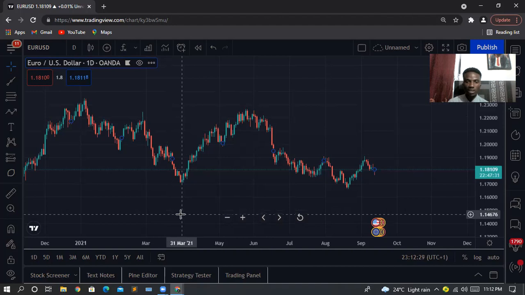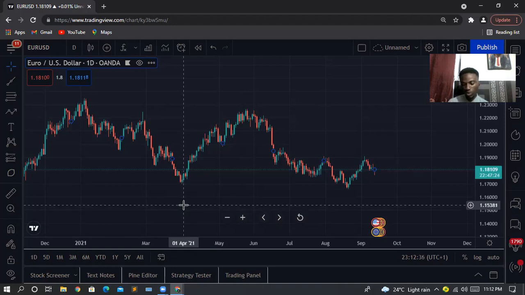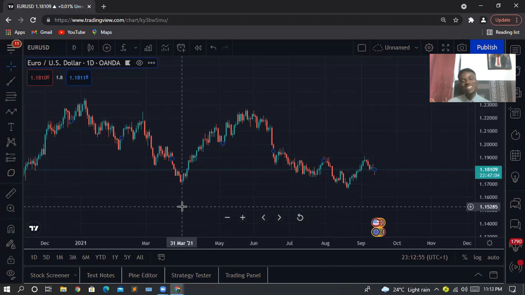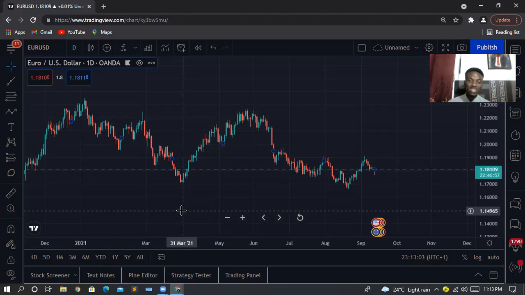Okay, let's see how this one will be. I can see the breaking structure here happening on the 31st of March and 1st of April. Let's see. 31st of March is on Wednesday. 31st of March is on Wednesday again. So you can see how accurate this is.